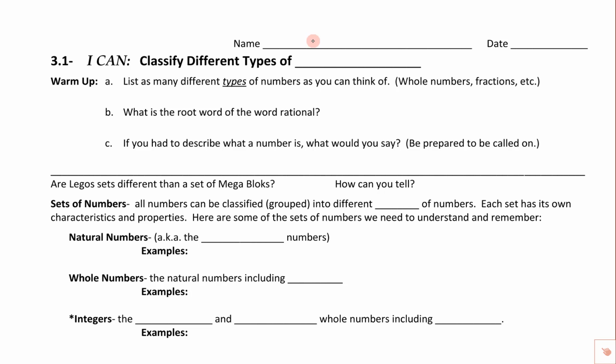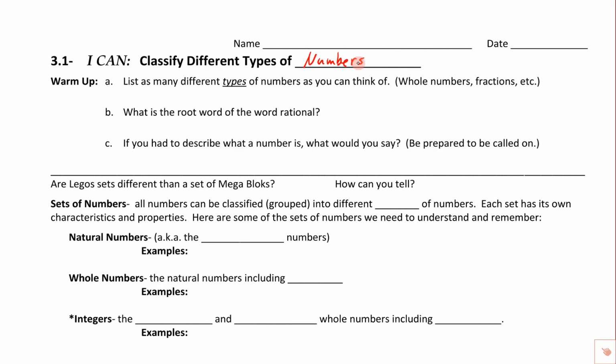We're going to change gears from some things that we've been doing lately and deal with some numbers that you may not have seen before. So this is section 3.1, the I can statement is I can classify different types of numbers. So let's write the word numbers right there. And the warm-up, we're going to talk about some numbers that you may be aware of already.